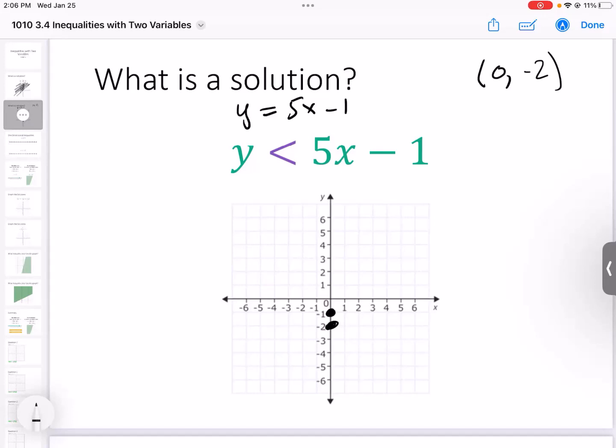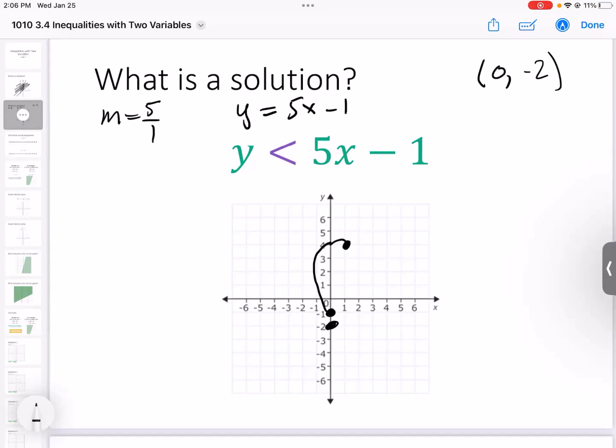Perfect. Yep, we could use the slope because the slope is 5. So I can say the slope is going to be 5 over 1, so I'd go up 5 and over 1. So this point would be on my line. 1, 4. Yep. So 1, 4 would be on the line.